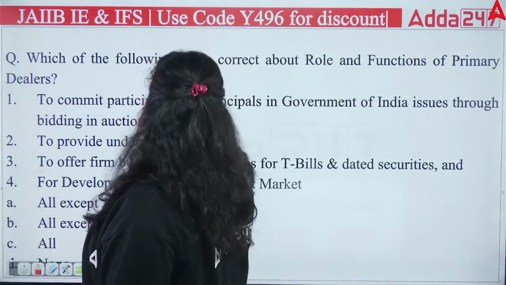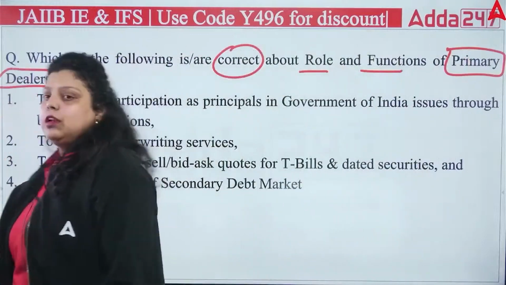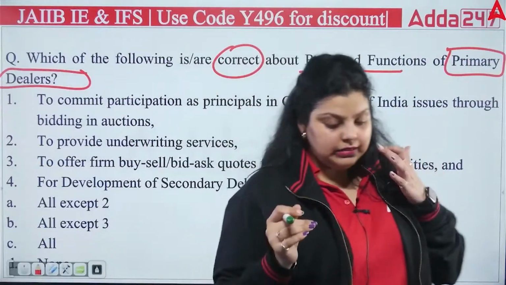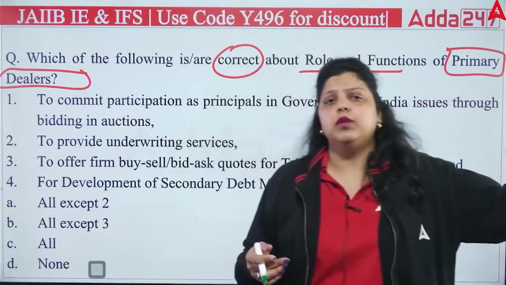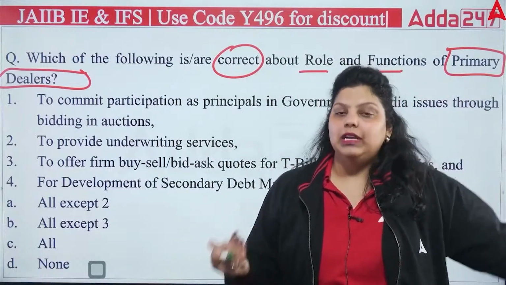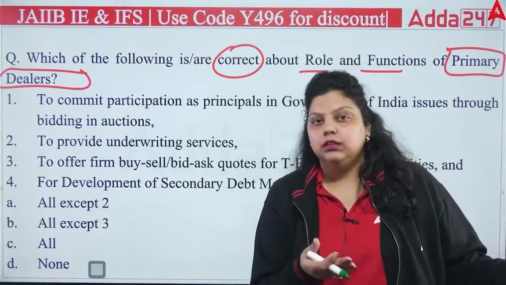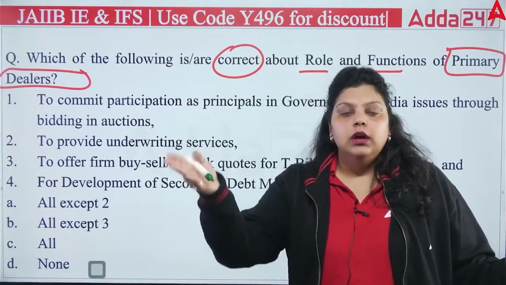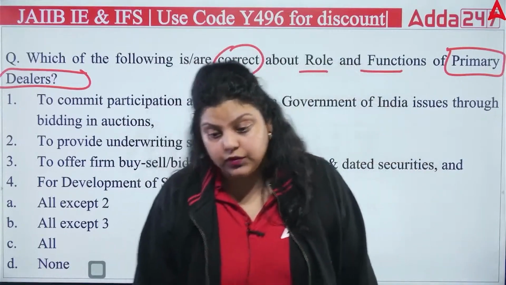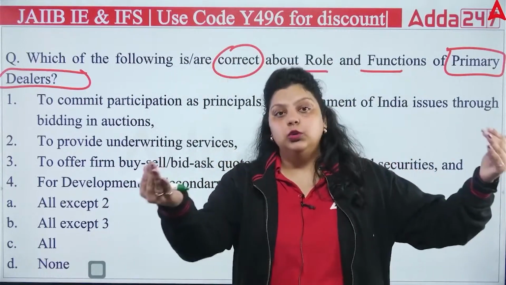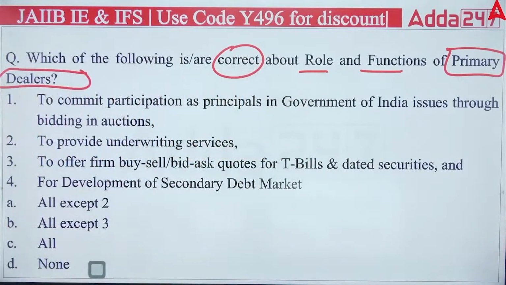Which of the following are correct about the role and function of primary dealers? So I guess primary dealers we have discussed a number of times. Primary dealers are obviously an important topic. First of all, primary dealers were introduced by Reserve Bank of India in 1995 to make sure that RBI will have another participant to help RBI in the selling and purchasing of government securities. So we know RBI works as an agent for Government of India, and for that purpose RBI needs someone to work with it for the selling and purchasing of government securities. So that's where RBI introduced the primary dealer.